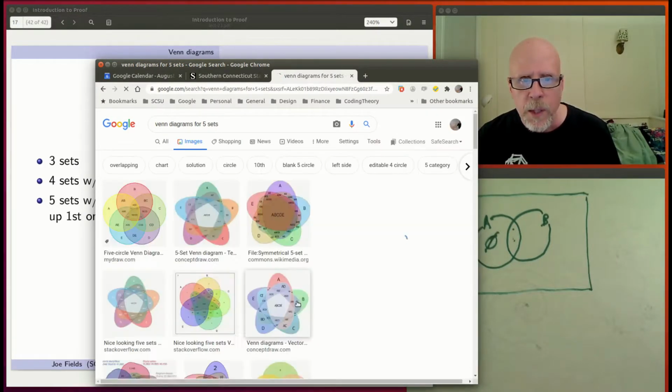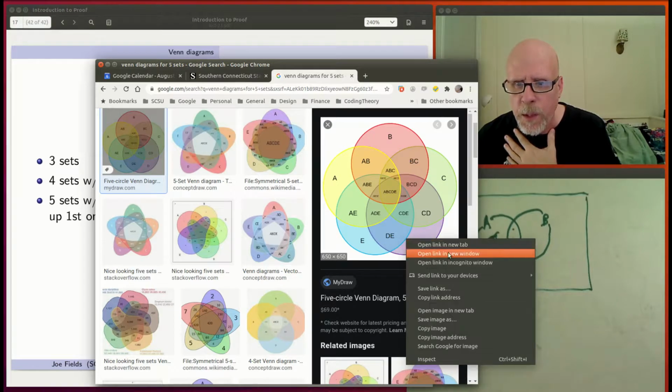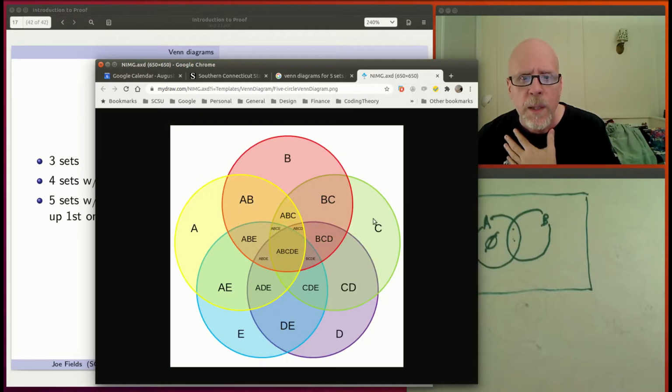If you check out the very first one that comes up, am I allowed to make this look big? Can I maybe open it in a open image in new tab? There it is, good full size. This is showing you 5 sets done with circles, and I just said that's impossible. So here's a challenge. Do we really have all the regions that 5 sets should create? 2 to the 5th is 32. You think you see 32 regions here? I guarantee you don't, because you can't make this happen with circles.